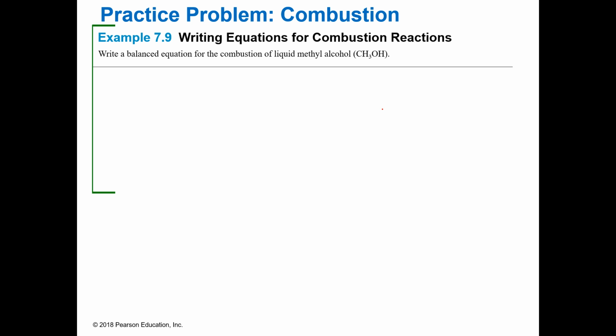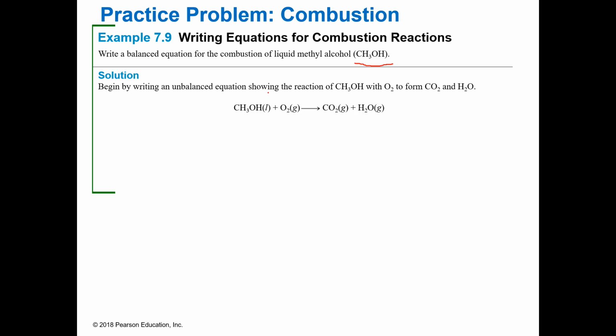So if I want to write the combustion reaction for methanol, then I'm going to take methanol, react it with oxygen. Then my two products are going to be carbon dioxide and water. You don't really need to write the heat. Okay, that would be it unbalanced. Now I'm going to balance it.